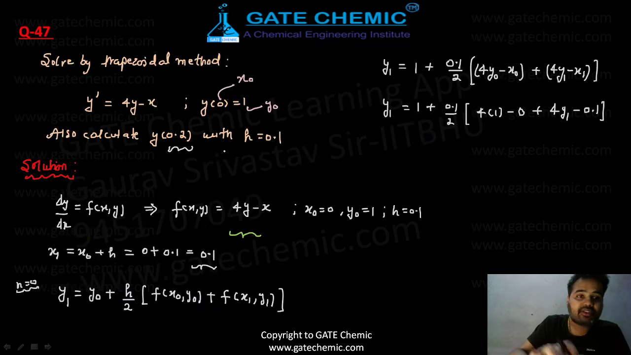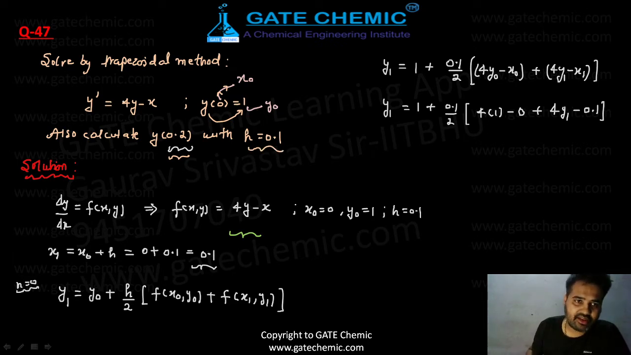Now beta, see one beautiful numerical solved by the trapezoidal method. y dash equals 4y minus x, y0 equals 1. So beta, what is this? This is your x naught and this is your y naught. Okay, so x naught, y naught is given there. So here we have to calculate y at x equals 0.2 by taking the interval, that is h, 0.1 only.